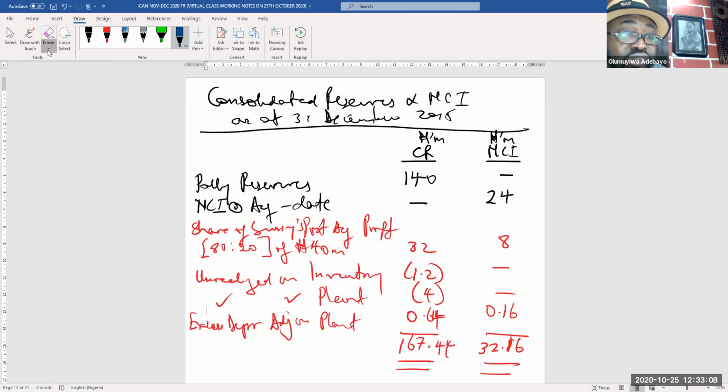Therefore, I have to come here to erase this, that this 1.2 will be borne by, let me use another color to show it, both the parent and the NCI. And we have said the parent will suffer 960, the NCI will suffer what? 240. Which means the 1.2 million is now divided into 960,000 and 240,000. That is the first leg.